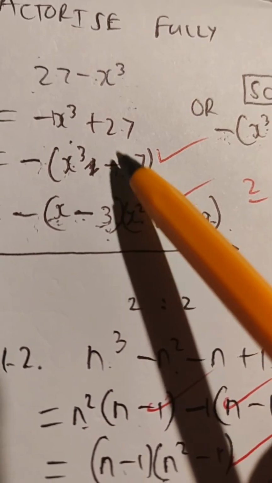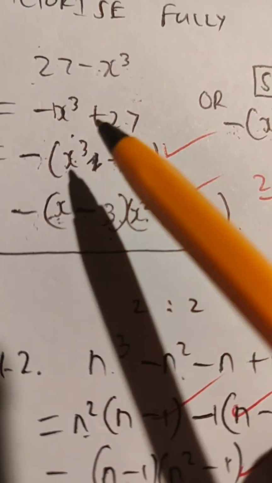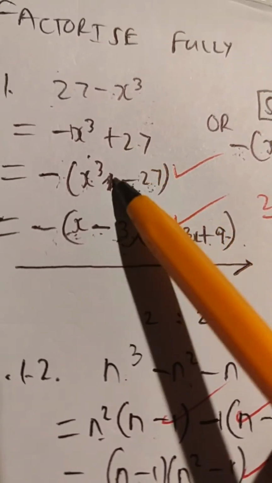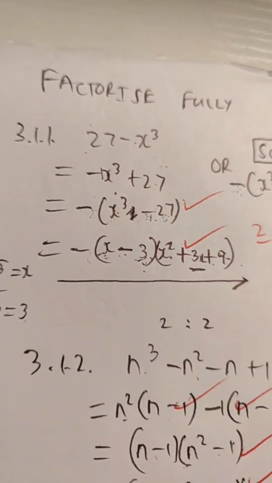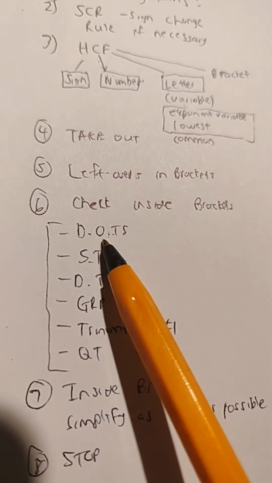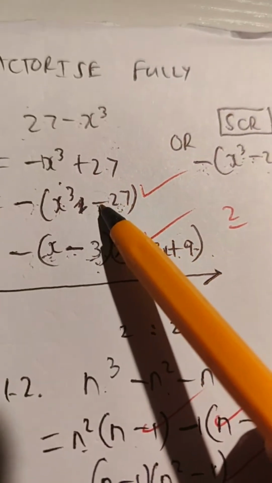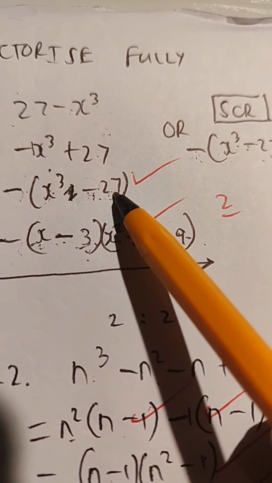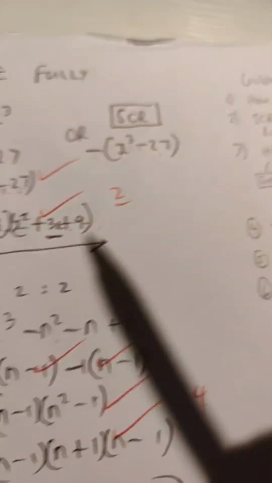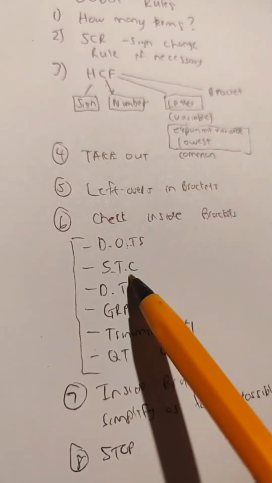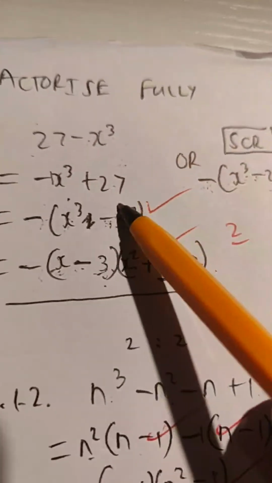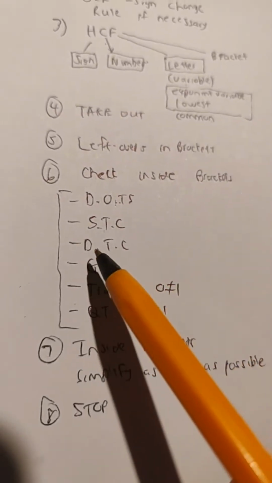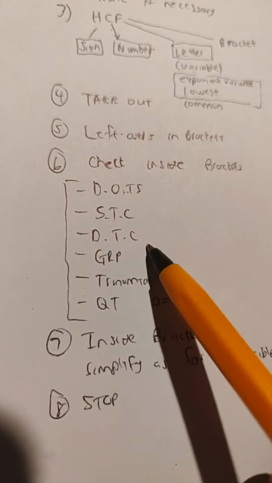Then you ask, is there any other type of factorization that can be applied inside the bracket? Well, you check. Is there a difference of 2 squares? No, this is a difference. But then these 2 terms are not perfect squares, so there is no difference of 2 squares. Is there a sum of 2 cubes maybe? No, this is a difference, it's not a sum. 3, is there a difference of 2 cubes?